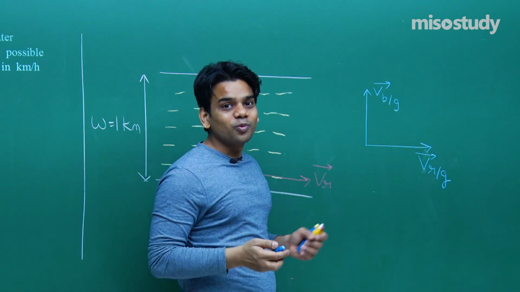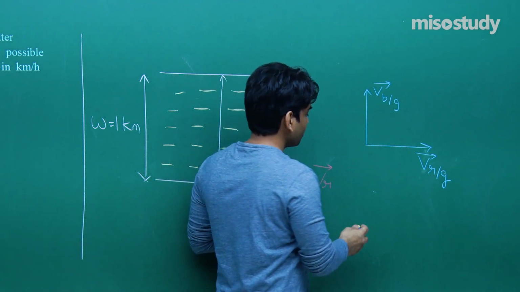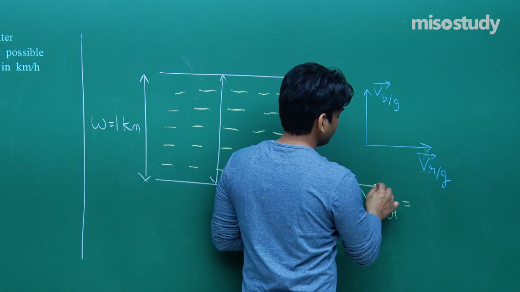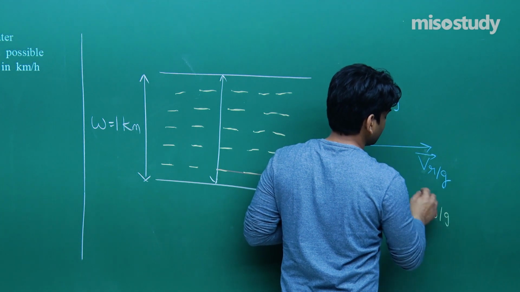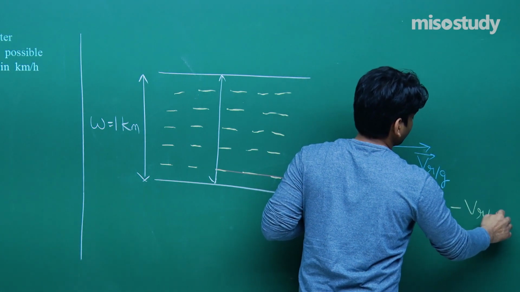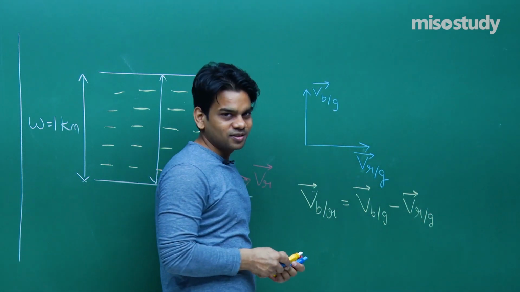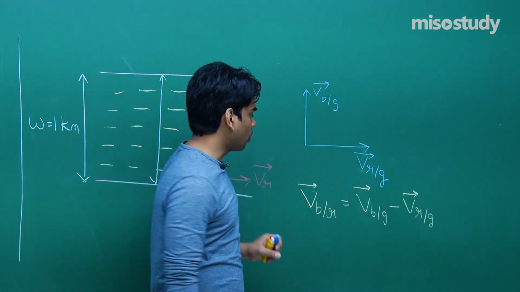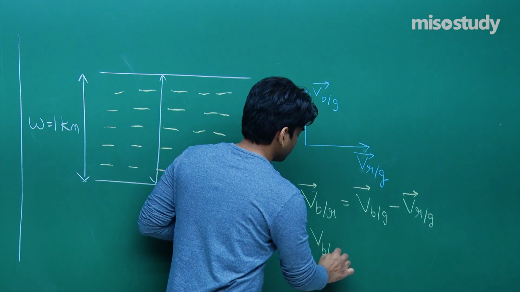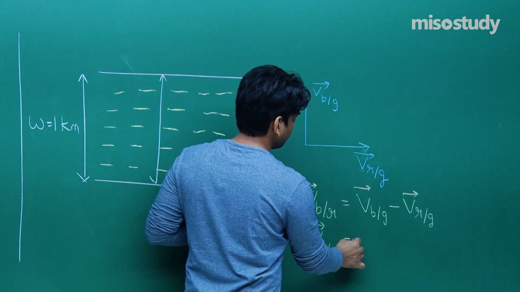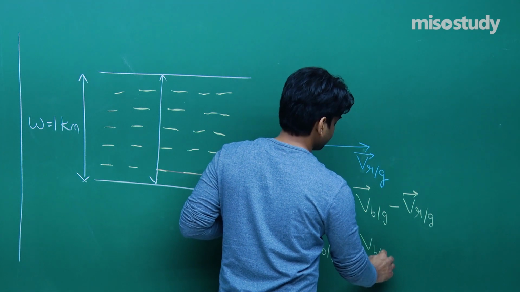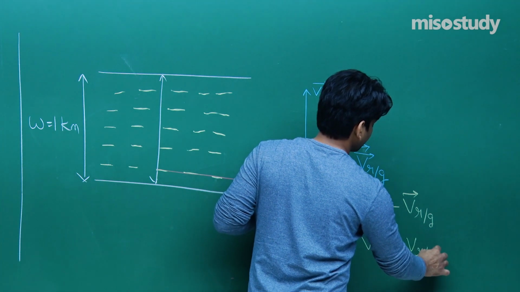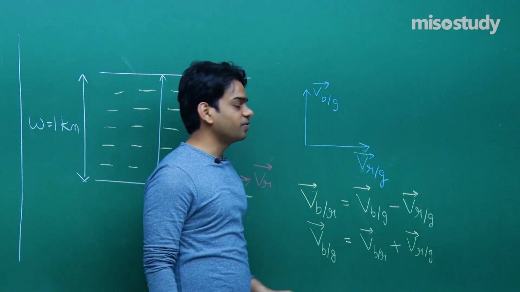Now we don't know about velocity of boat with respect to river, where it will be directed. Now see here, we know that velocity of boat with respect to river is velocity of boat with respect to ground minus velocity of river with respect to ground. This I have told you in the class how to frame such equations. Now velocity of boat with respect to ground will be what? Velocity of boat with respect to ground will be velocity of boat with respect to river plus velocity of river with respect to ground. This is what we can frame from this equation.